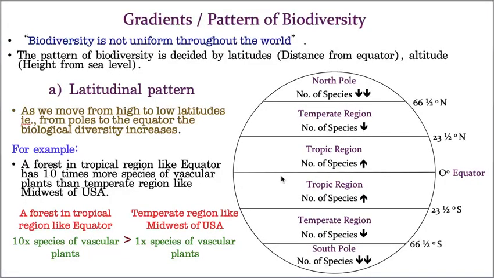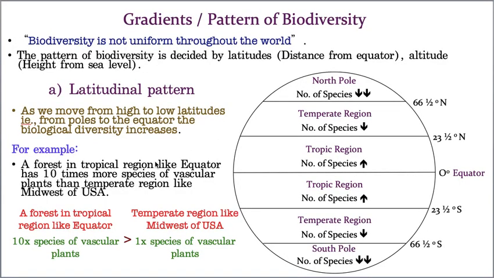The forest which is near the equator has 10 times more species of vascular plants. Whereas here in the midwest of USA, which is a temperate region, here only 1x species of vascular plants. That means here you can see 10 vascular plants, then here you can see only one vascular plant. Did you notice the example? That means here sunlight is more, that's why temperature is more, that's why more vascular plants. Whereas here sunlight is less, temperature is less, that's why for every 10 plants in the tropic region there is only one plant in the temperate region. Now you understood? That is what I have been telling right from the beginning of today's class. Right from the beginning, what am I telling?